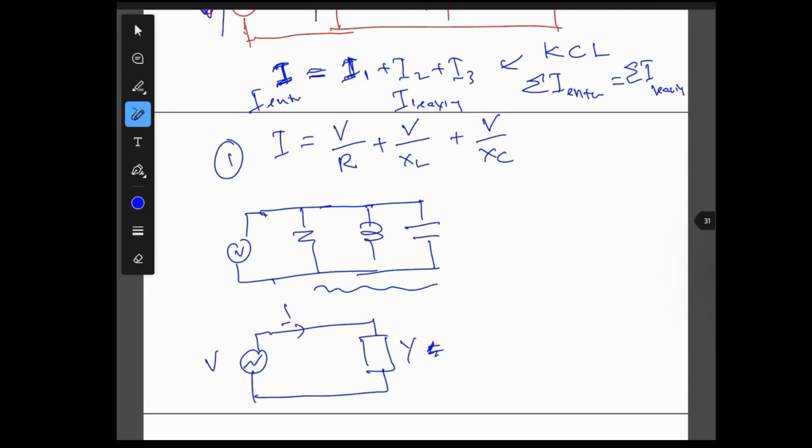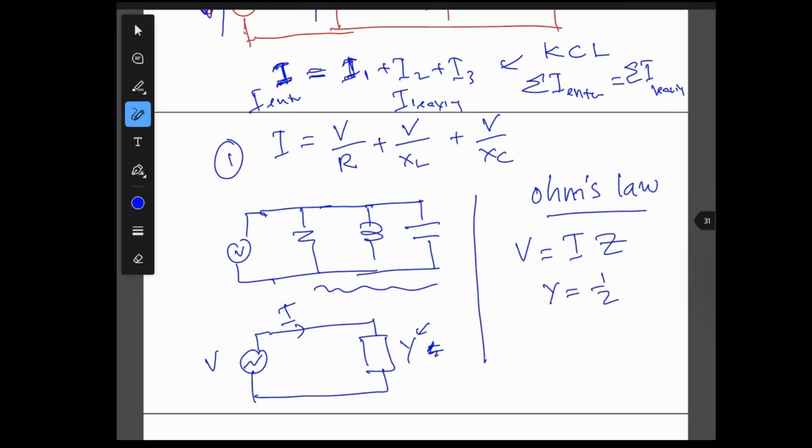This one is the current. So how to find the current? Using Ohm's law, where V equals IR, or IZ for impedance. In this case, we have Y. We know that Y equals 1 over Z. So V will be equal to I over Y.